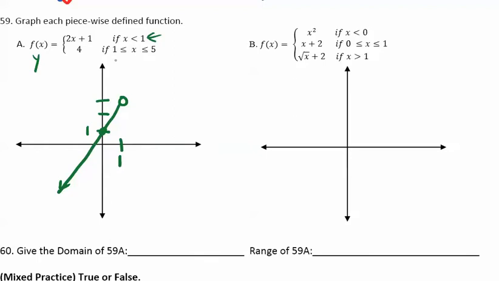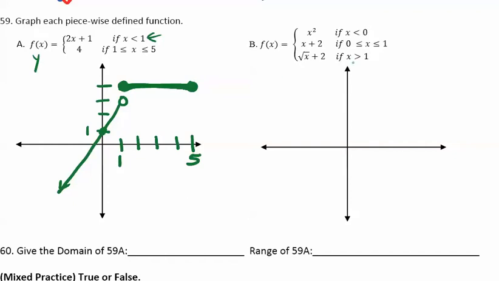And then when x is between 1 and 5, 2, 3, 4, 5, when x is between 1 and 5 inclusive, y is equal to 4. So here we would do a solid circle and a horizontal segment, and because of the equal sign here, that's why I'm doing solid circles, because those endpoints are included. If it said x is less than 5, then I would have left it as an empty circle.